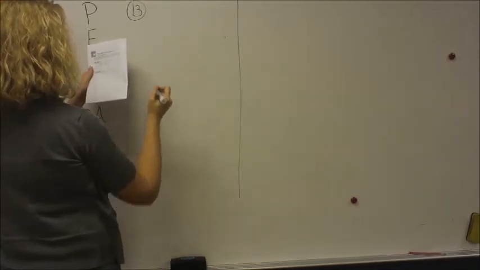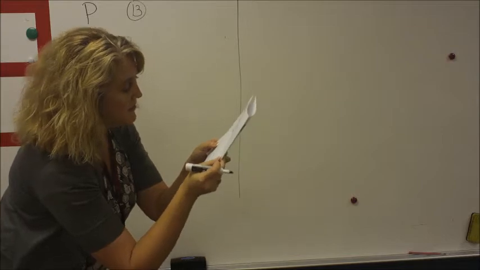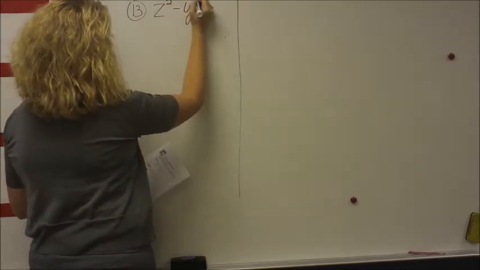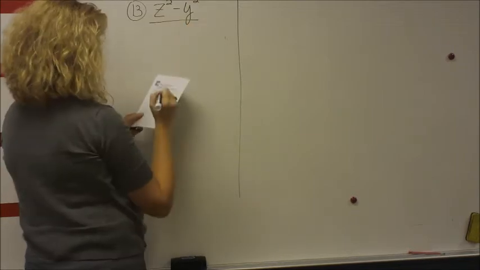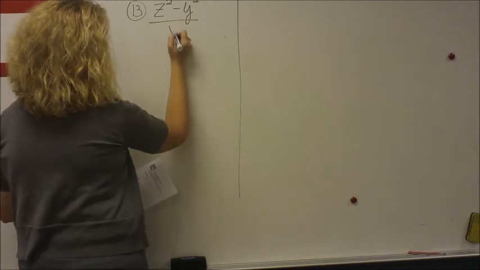13 says, what does it say? I can't even see it. Z squared minus y squared over, I think that says x squared.